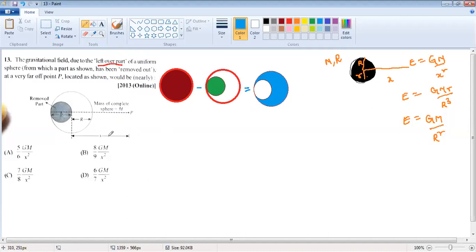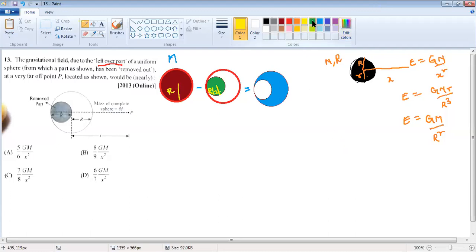From the center it is at distance x here. So you first find the field due to the full sphere and the field due to the small one, and then you get the remaining part, the leftover part. This is the removed part. This is the leftover part. So what is this mass? Capital M. So the bigger mass is M.